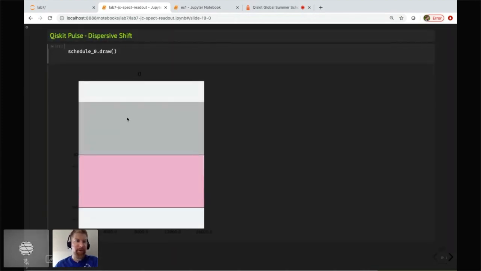Well, when we draw the zero schedule, by default, the qubits start in the zero state. So we don't need to apply any control pulses to the qubit. So there is nothing on the drive channel here. We're just going to assume the qubit started in the zero state and we're going to perform a measurement and an acquisition.